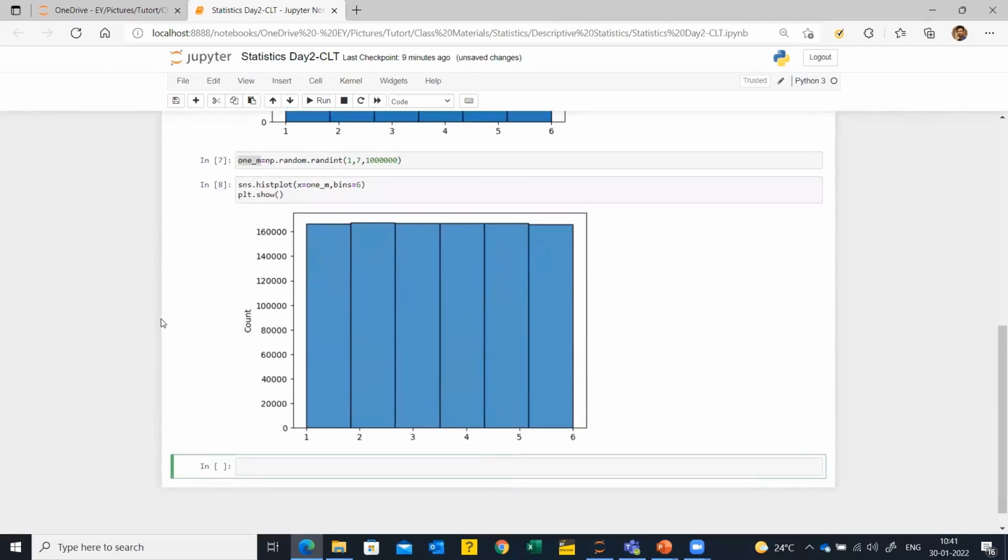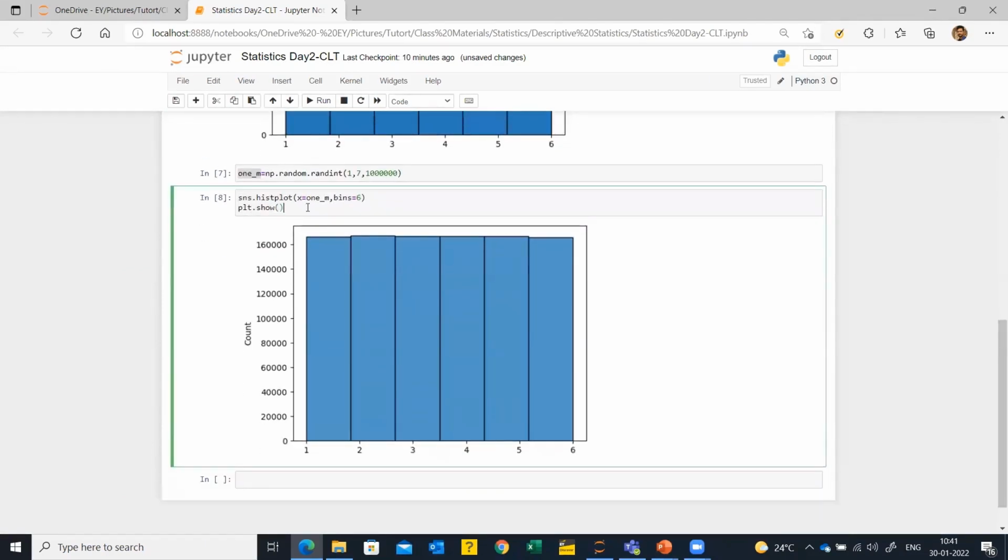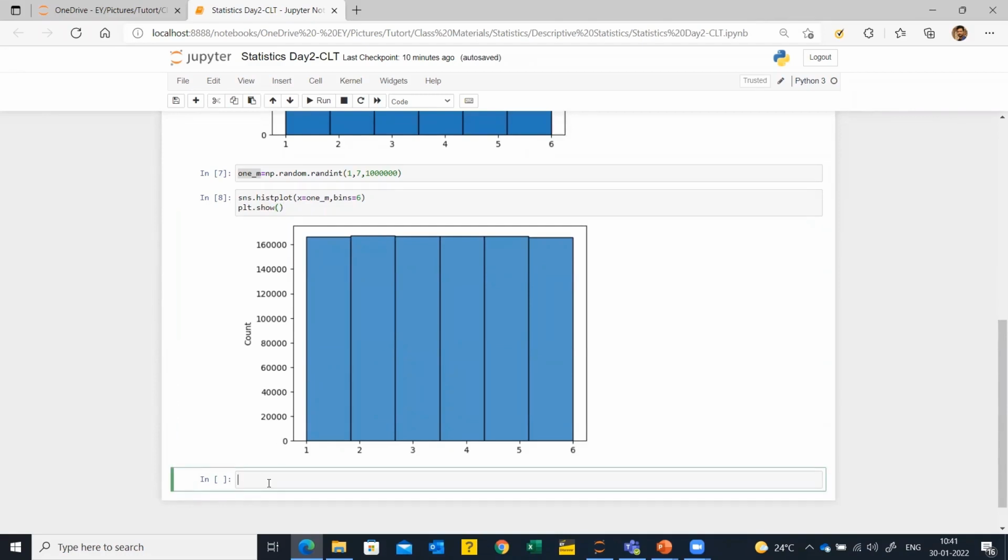Right. Hope you were able to do that. If you're not able to do that, please look at my screen where I have plotted 1 million records for you in a histogram. Again, I have given bins equals 6 because it was easy for me to visualize 6 numbers into 6 bins, right? Now, if I ask you to create the mean of these numbers, what will you do? You will use NP because you are using an NP array, np.mean, and then your variable, right?